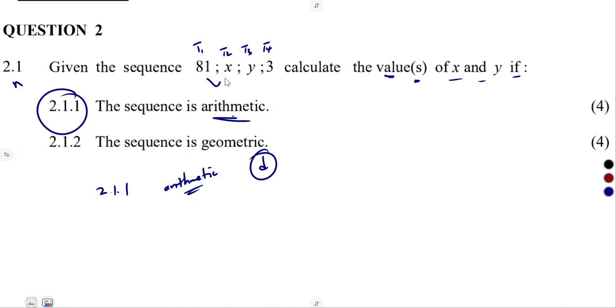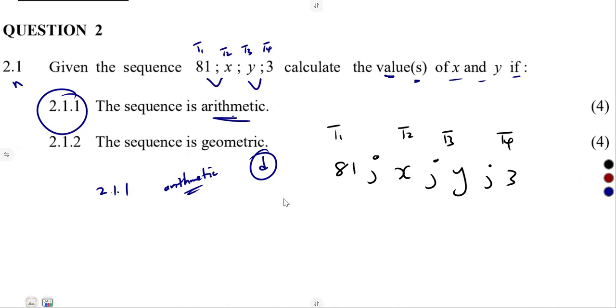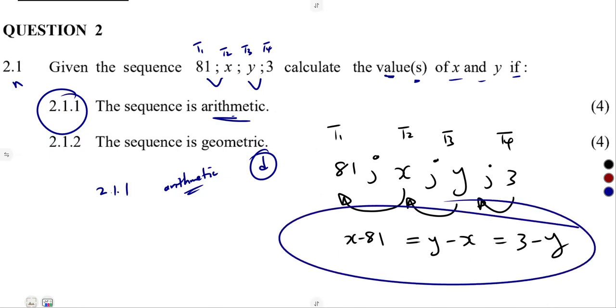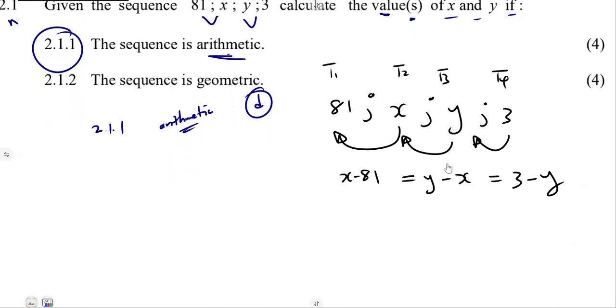So you can take advantage of the constant difference. We are given terms 81, followed by x, followed by y, followed by 3, as our terms t1, t2, t3, t4. What is the difference? So that is x minus 81 must be equal to y minus x, which must be equal to 3 minus y. This is our constant difference. Throughout, it is the same.